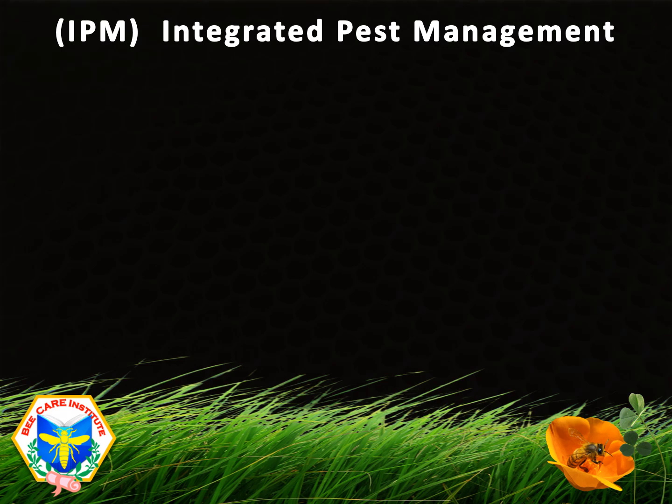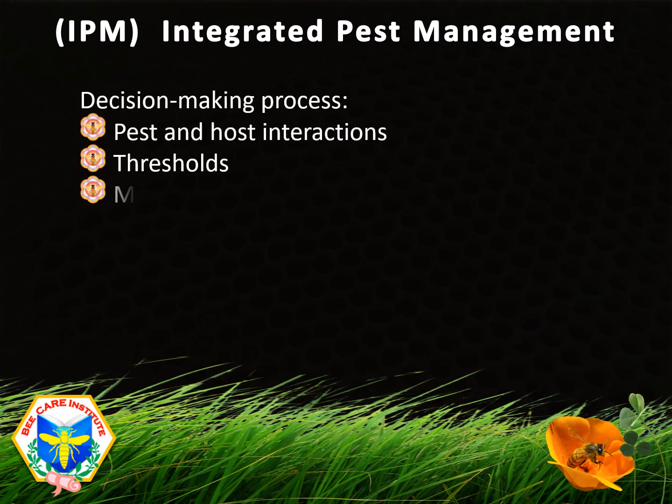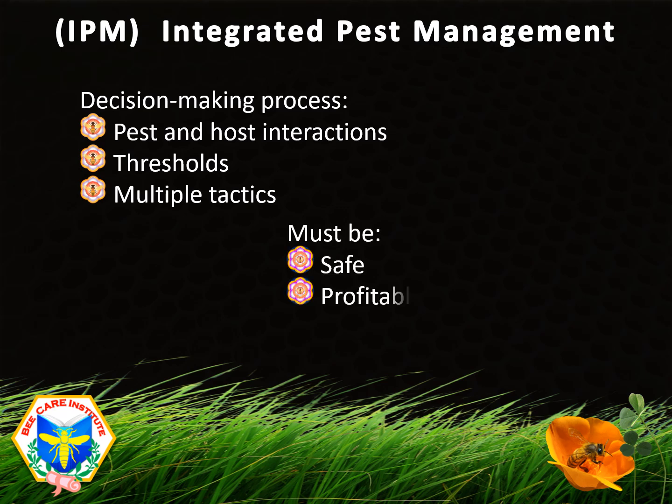The best thing you can do is make sure that you are doing really good record keeping, that you are following the cycle of prevention, monitoring, action, and remonitoring, evaluation. So integrated pest management is a decision-making process. You're looking at pest-host interactions, considering thresholds, like how much of this issue can I have in my hive and it be still a fairly healthy hive. Multiple tactics, so it's not just one answer to that question all the time. And it must be safe, profitable, and environmentally friendly.